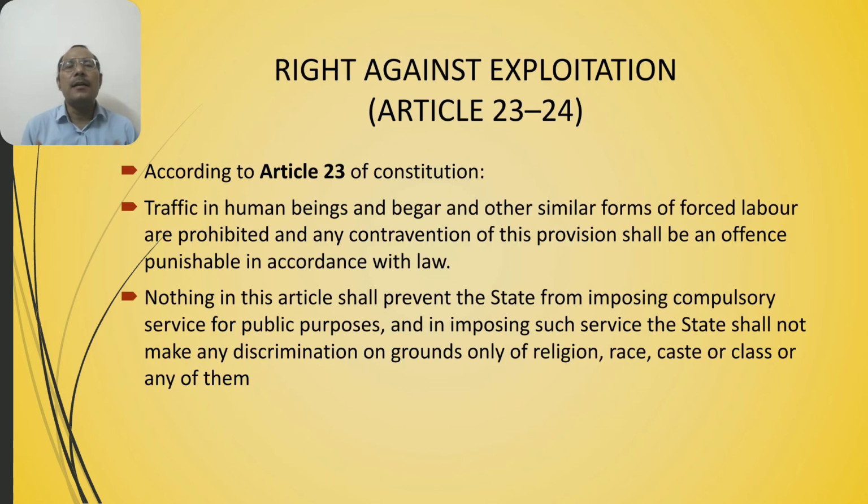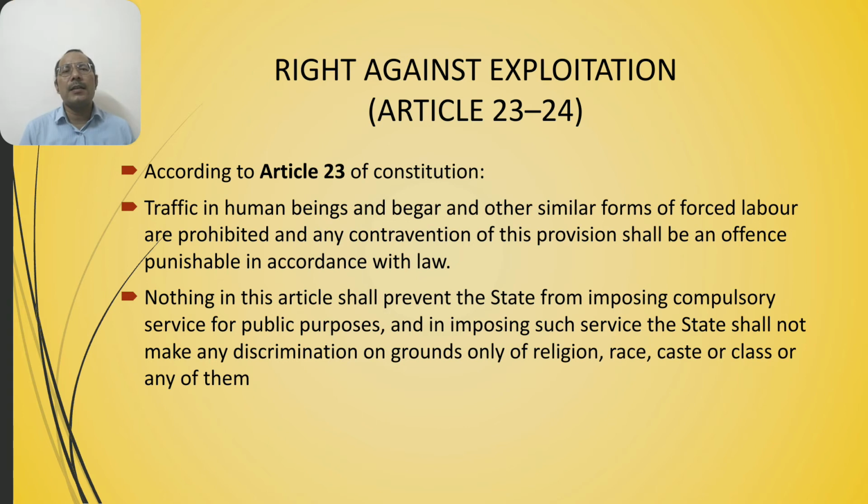Then comes the right against exploitation, that means Article 23 and 24. As per Article 23 of the Constitution, traffic in human beings and begar and other similar forms of forced labor are prohibited, and any contravention of this provision shall be an offense punishable in accordance with law. Nothing in this article shall prevent the state from imposing compulsory service for public purposes, and in imposing such service, the state shall not make any discrimination on ground only of religion, race, caste, or class, or any of them. That means there cannot be any traffic of human beings or begar or something like that. This was what Mahatma Gandhi, Dr.